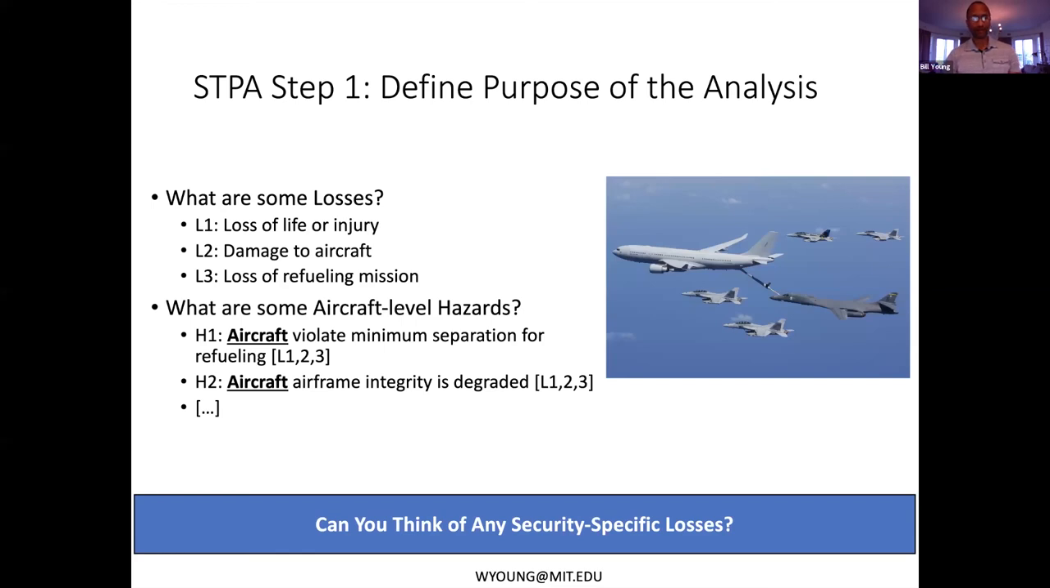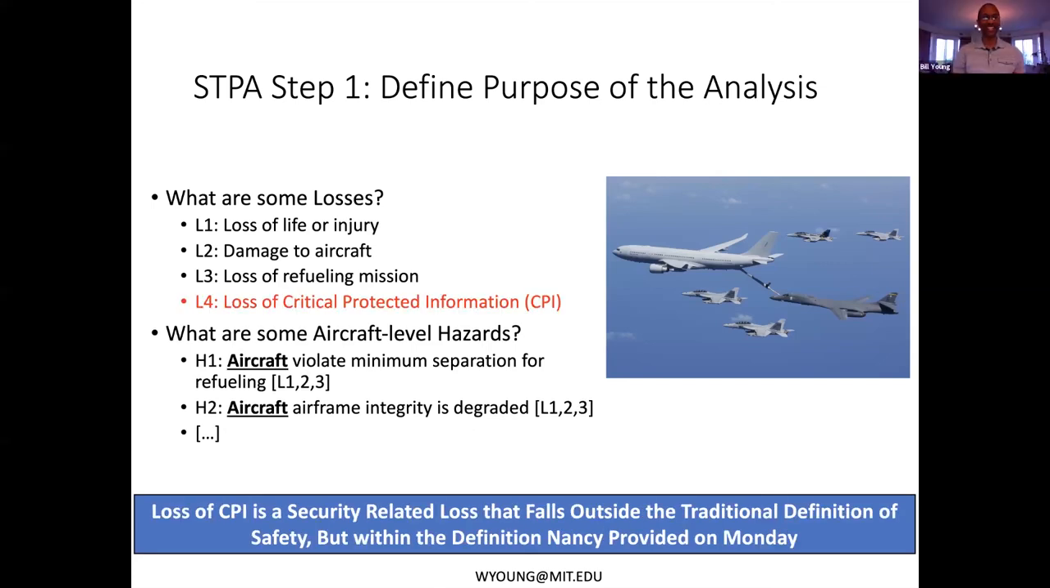How are we coming? Our top result right now is data, and we've also got information and loss of information right up there at the top. Yeah, you guys are thinking. Loss of critical protected information. Now that's something that wouldn't necessarily fall into a safety loss under the traditional definition of safety. However, if you were listening to Nancy's definition of safety, it would definitely fall into her broader definition of safety that she presented on Monday.